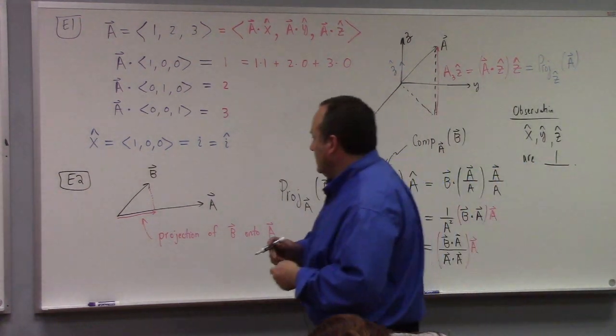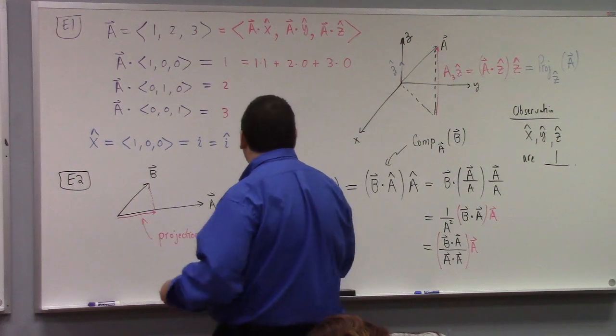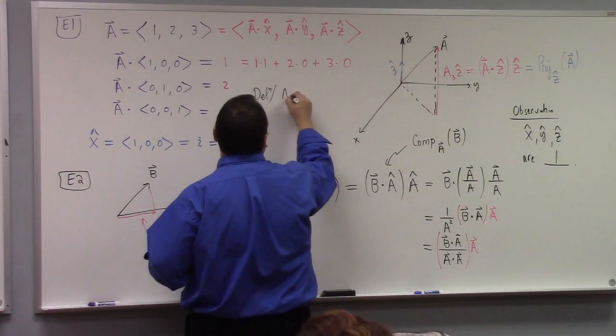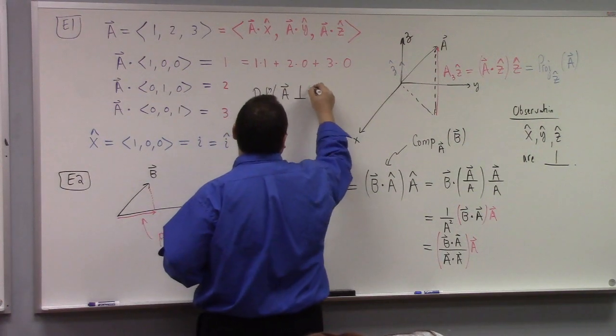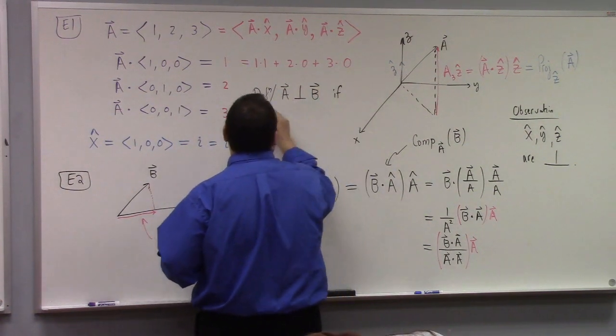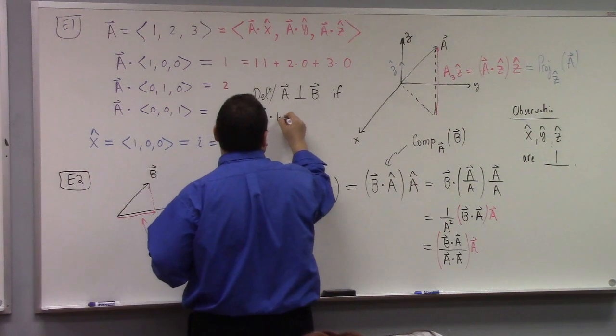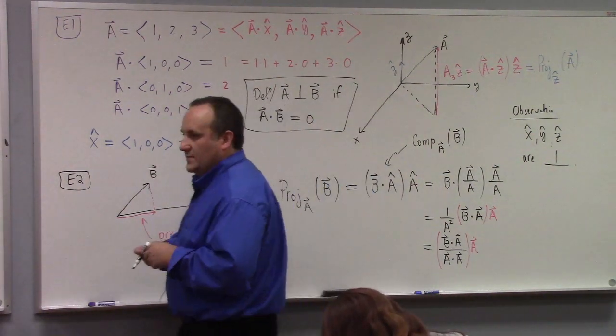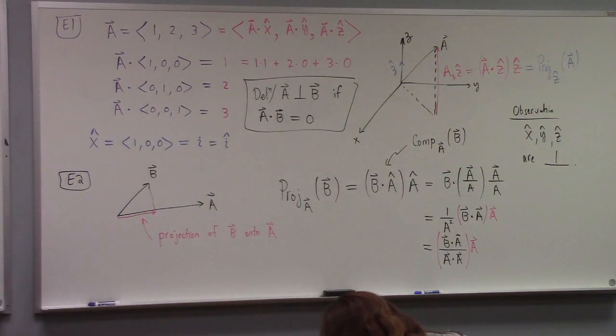So, I'll put it right here, definition. A is perpendicular to b if a dot b is equal to 0. All right? Great.